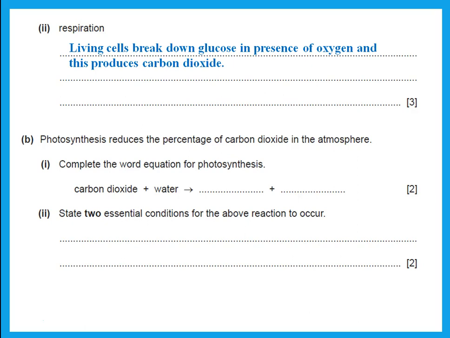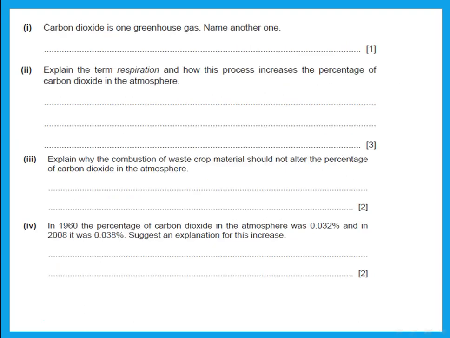Okay, complete the word equation for photosynthesis. Do you remember the word equation for photosynthesis? The plants take carbon dioxide and water and give glucose and oxygen. What are the essential conditions for photosynthesis? Do you remember that for photosynthesis to happen, we need sunlight and chlorophyll? Okay, carbon dioxide is a greenhouse gas. Name another greenhouse gas. What was the other greenhouse gas that we talked about? Methane.